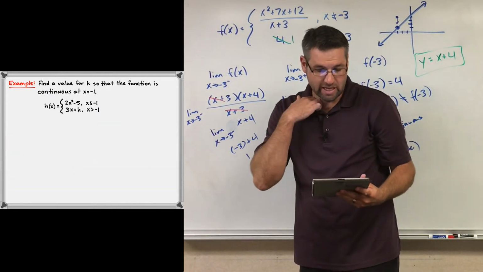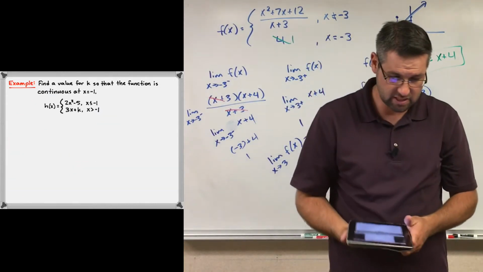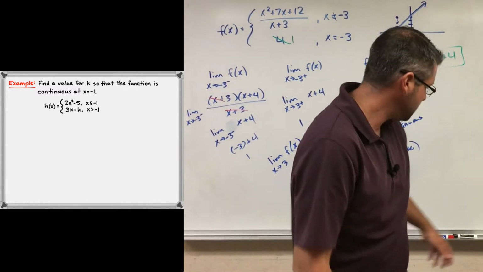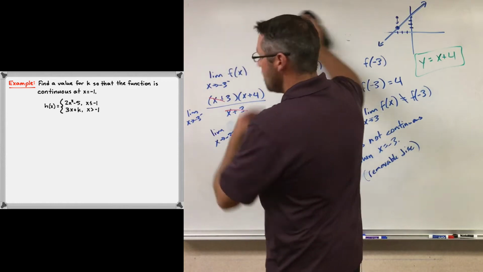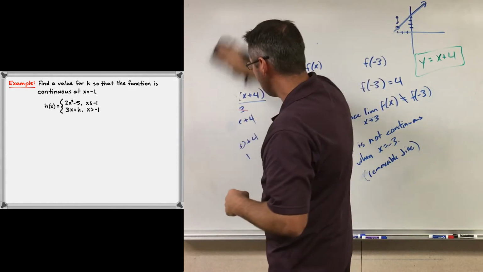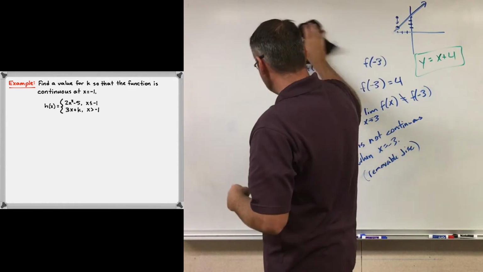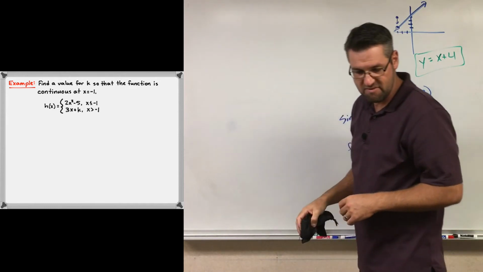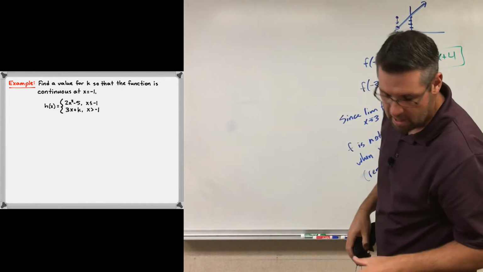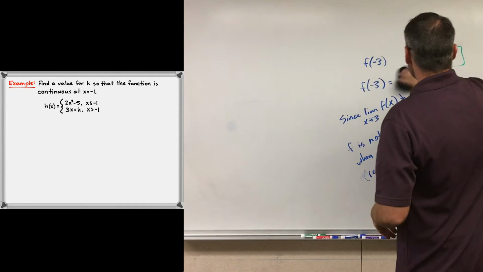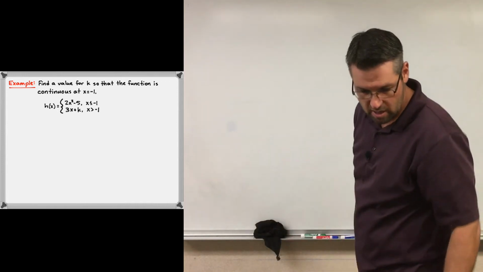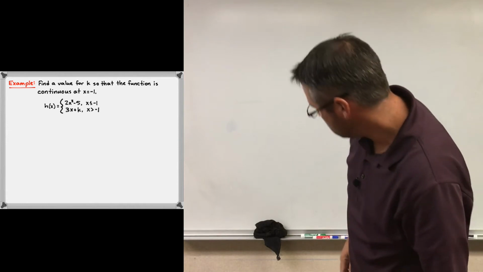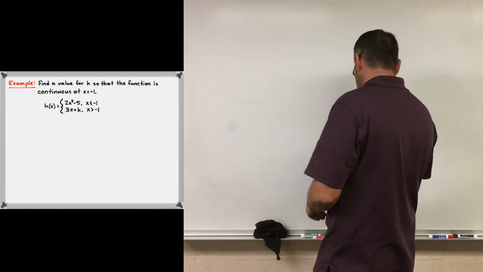Let's take a look at something a little bit different. It's new in terms of the type of example, but it's not new in terms of the concept. We're talking about continuity here. Now the question here is, what is the value of k that makes the following piecewise function continuous at x equals negative 1?